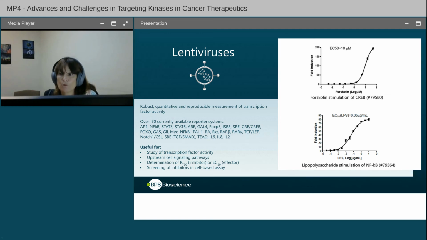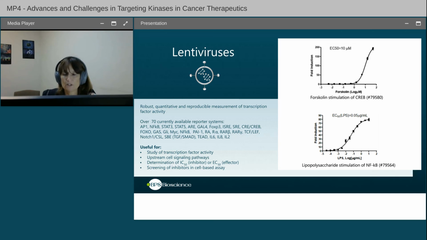If you would prefer to make your own reporter cells, you could use lentiviruses. These will allow for the robust, quantitative, and reproducible measurement of transcription factor activity. Again, we have over 70 reporter systems available, and they are useful to study transcription factor activity. And I might point out here that it could be for short-term studies. You can do a transient transfection and measure the activity of your transcription factor in response to any signal or with an inhibitor. But it can also be used to generate a stable cell line using the antibiotic selection that we have in the lentiviruses.